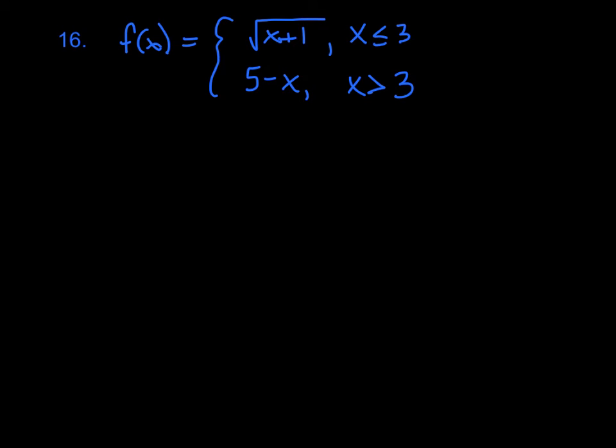Okay, so what we're going to do is, if you recall, we're just going to plug in 3 into both parts of the piecewise function. So if I plug in 3 into this top part here, I'm going to get the square root of 4, and the square root of 4 is 2. Okay, now if I plug in 3 into the bottom part of the piecewise function right there, I'm also going to get 2. So if you have the same values on the top and the bottom, then we can say that the function is continuous.